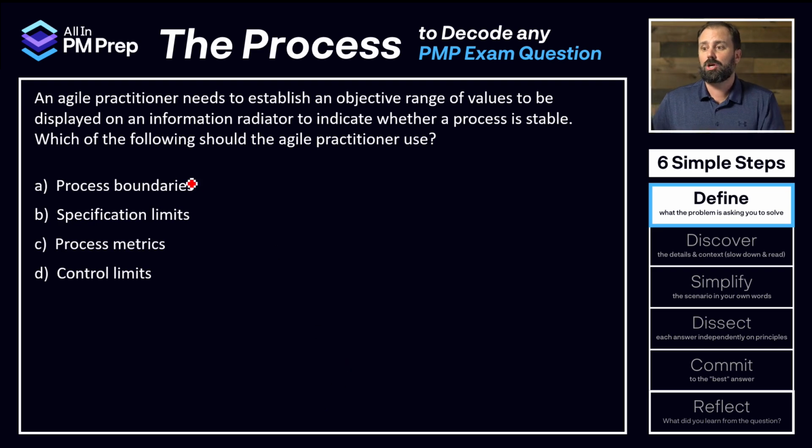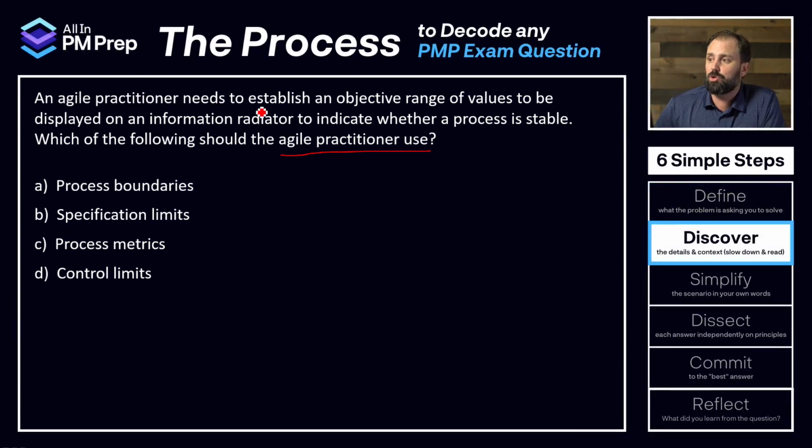The question asks, which of the following should the Agile practitioner use? All right, let's dive in. An Agile practitioner needs to establish an objective range of values to be displayed on an information radiator to indicate whether a process is stable.